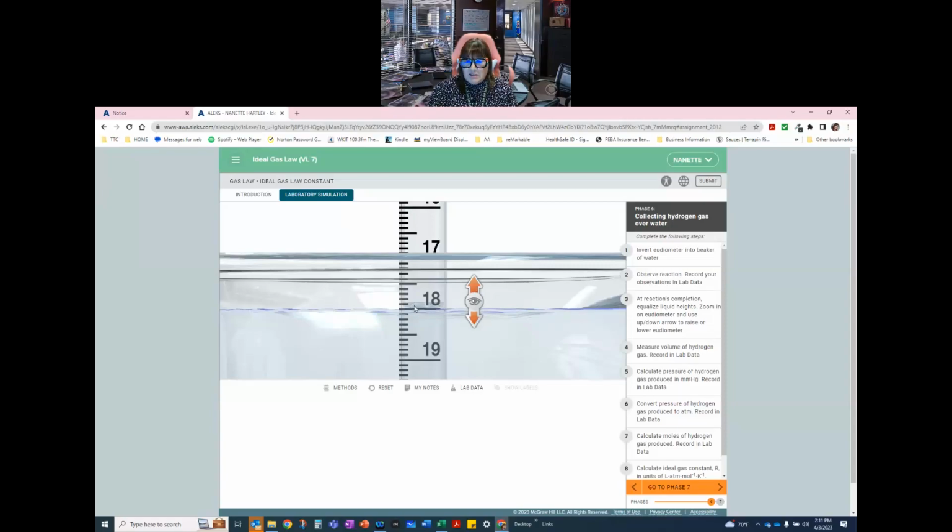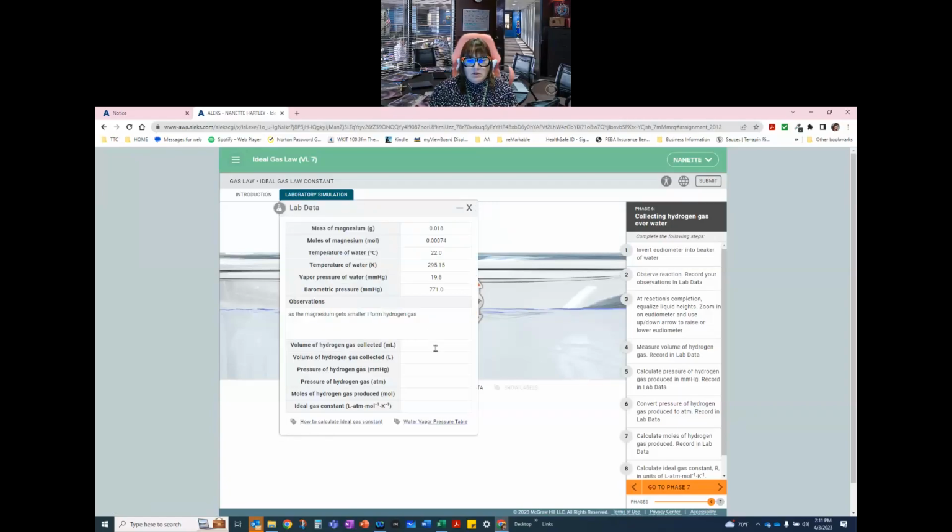And this is 18 milliliters. Remember, this is upside down. So 17, 17.5, 18. So I opened my lab data and I put 18.0 milliliters. I can convert that to liters, 0.018. The pressure of the hydrogen gas is going to be that 771.